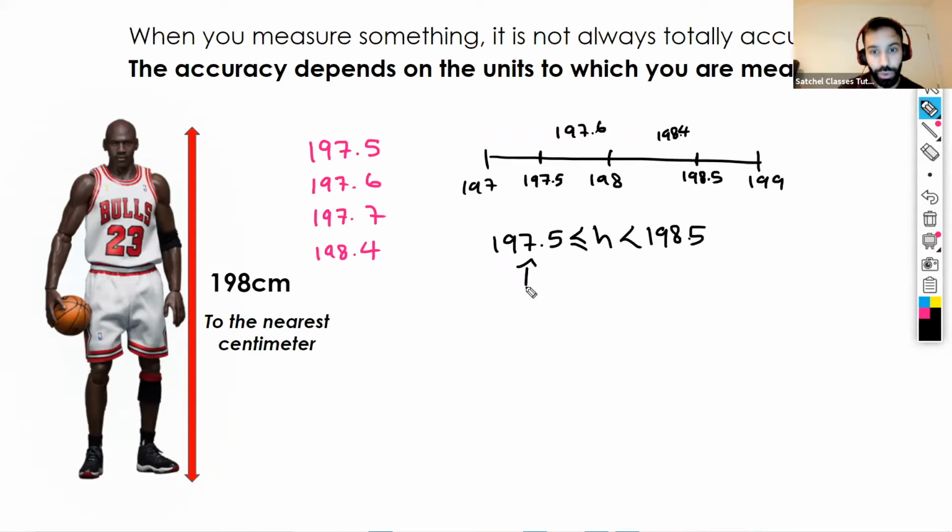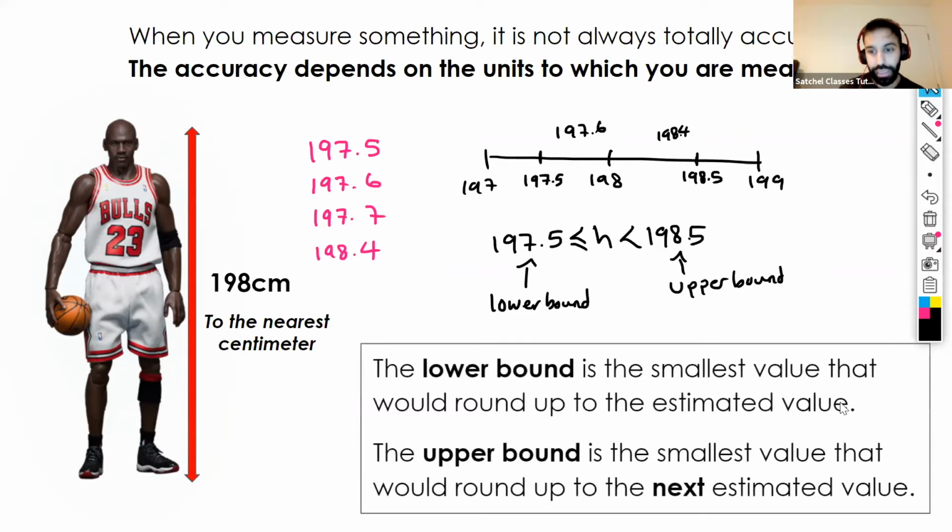198.5. And this is what we would call the lower bound, so the lowest possible height to the nearest centimeter, and this is the upper bound. So anything below the upper bound could be Michael Jordan's height. And if you wanted a definition, this is how we would define the upper and lower bound. So just something for you to have a read of if you want to pause the video. So let's do some examples then.